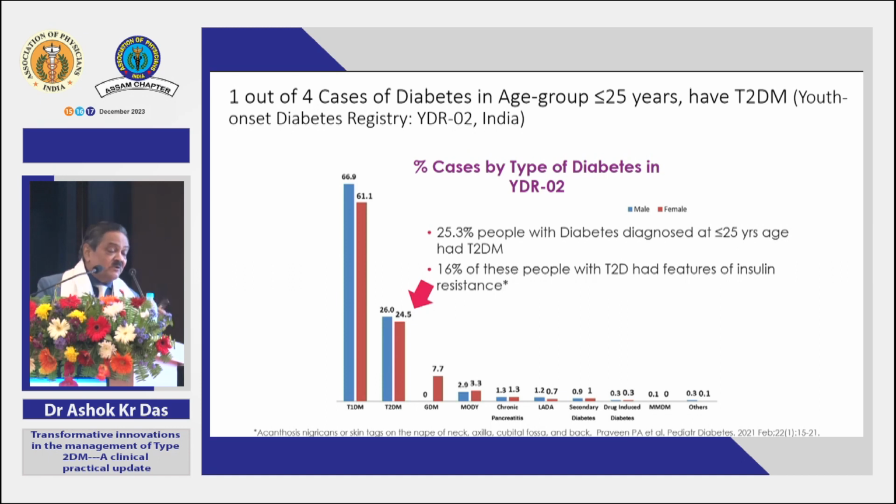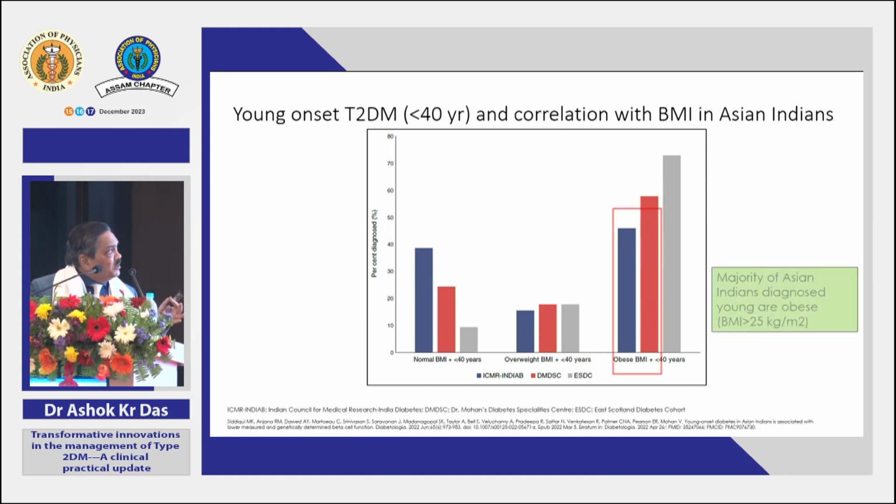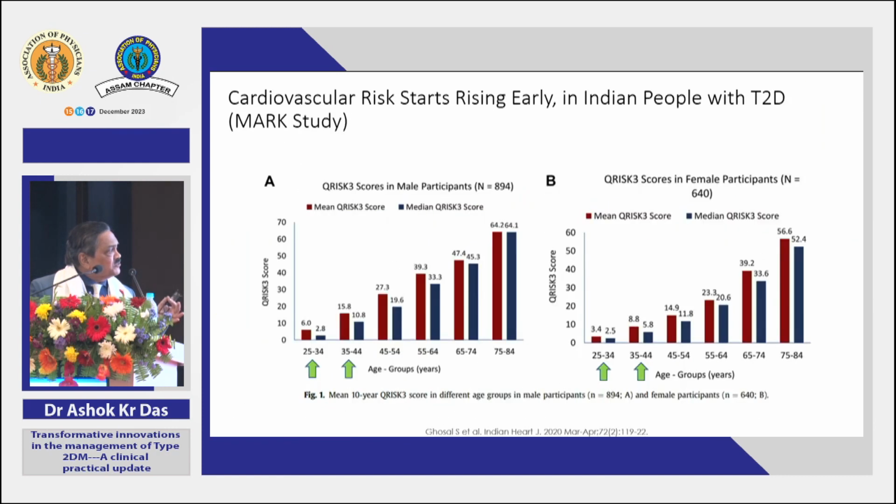So the transforming innovation has been to recognize them. Once you recognize them, you have to put them on a very severe lifestyle, and also the drugs like SGLT2 inhibitor or GLP-1. And they have shown very, very gratifying changes in them. I will not go into details of it, but I'll just suffice to mention that this is a very important issue which has been taken care of today.